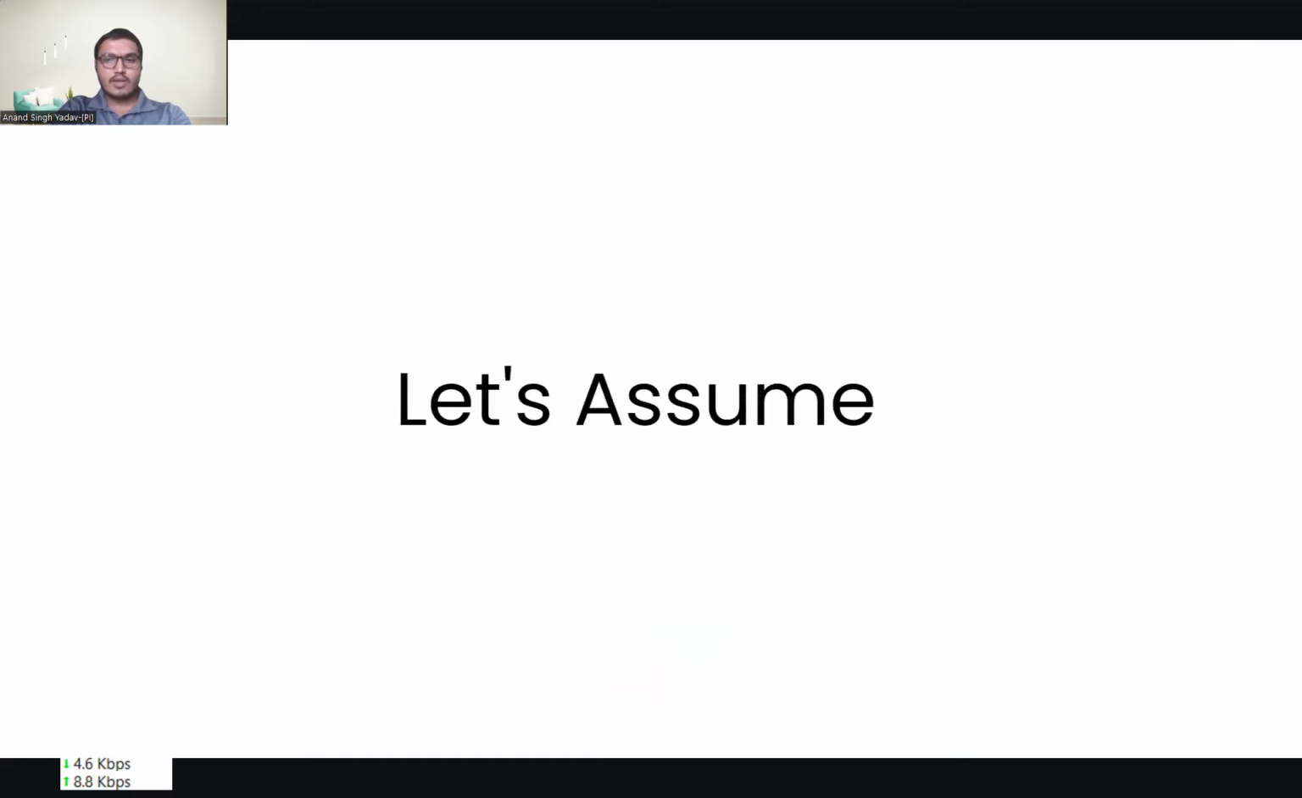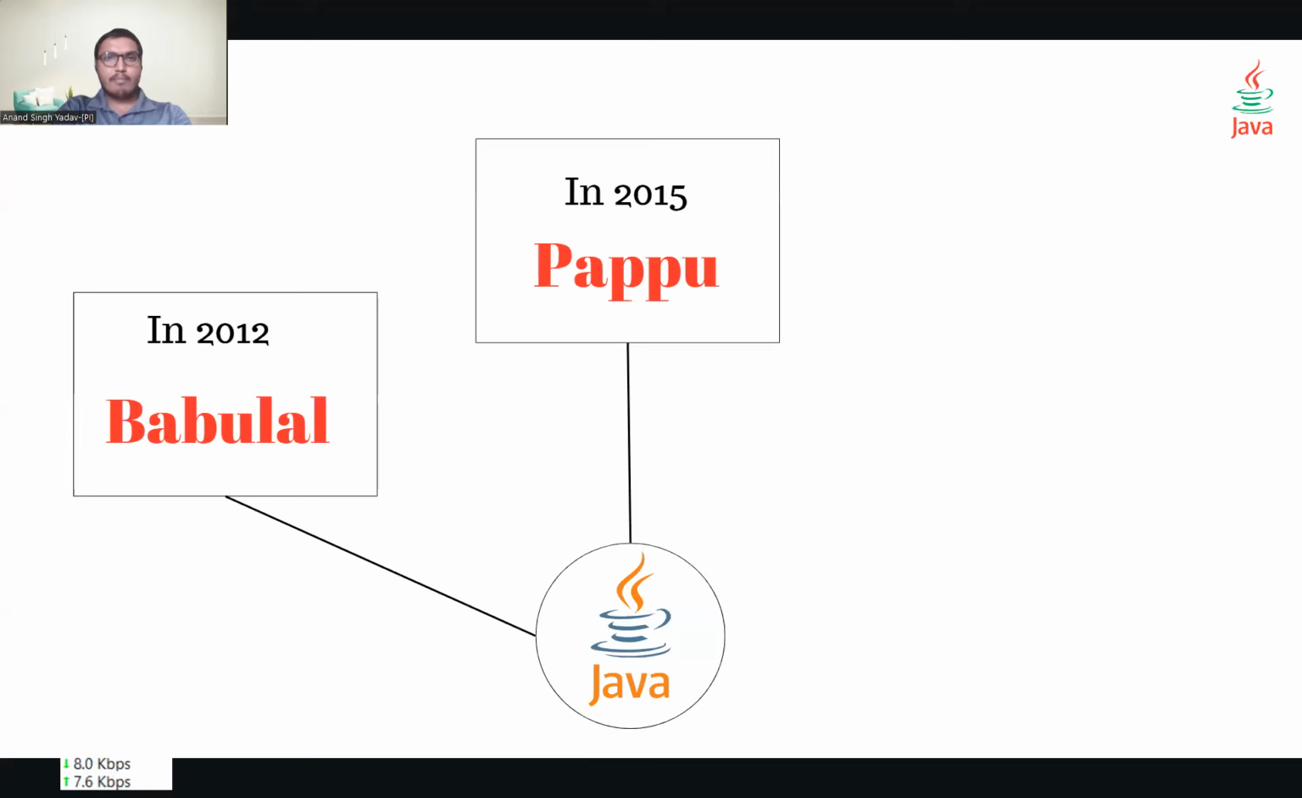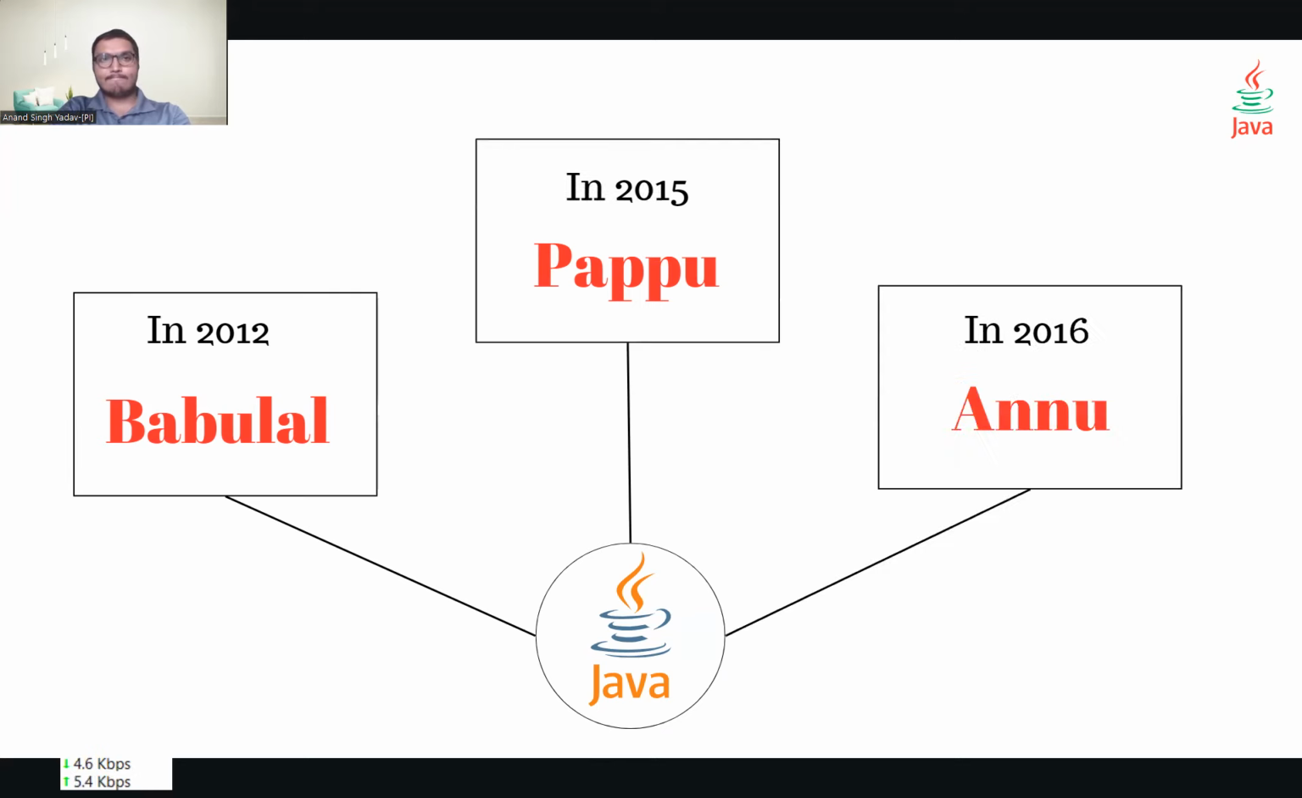And Pappu is also an experienced developer in year 2015. He has written, let's say, 2 lakh lines of code, right? Again, Annu is also a developer in year 2006. Till year 2006, he has written lots of lines of code in Java.